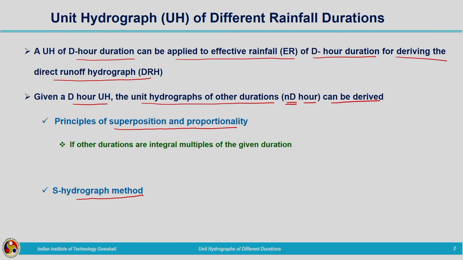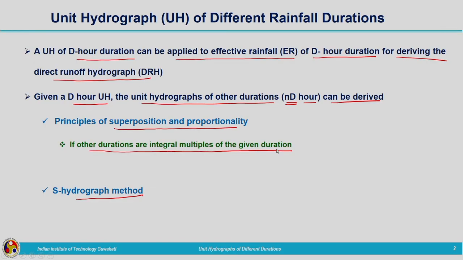This method can be utilized if other durations are integral multiples of given duration. We are having D_R duration of unit hydrograph. If we want to derive nD_R unit hydrograph, in which n is an integer, nD_R is an integral multiple of D_R duration. In such cases, we can make use of the principles from linear system theory, such as principle of superposition and proportionality. This is applicable only if n is an integer.